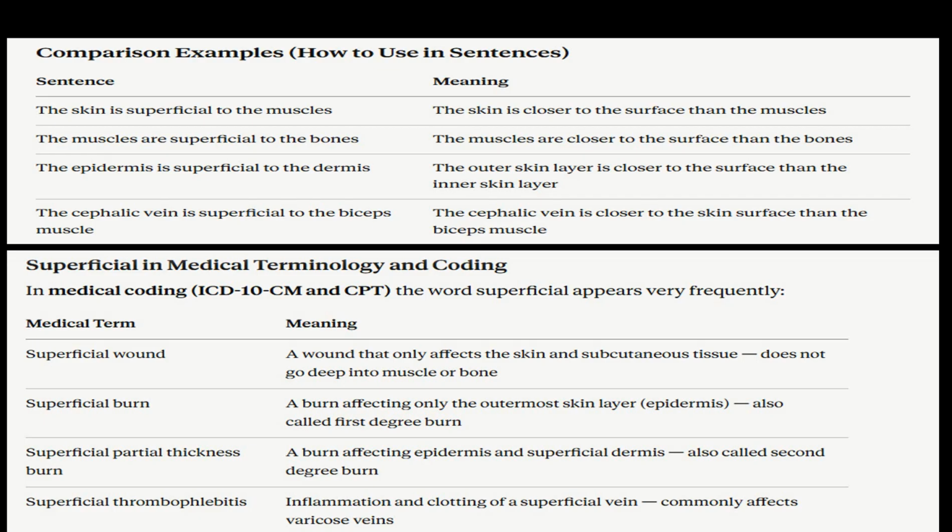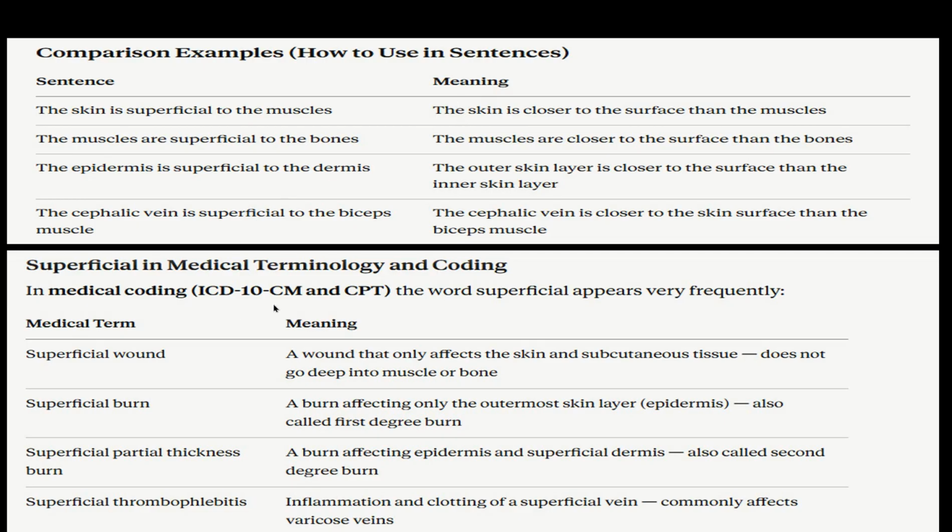The first sentence says the skin is superficial to the muscle. That means the skin is closer to the surface than the muscle. The muscles are superficial to the bones. The muscles are closer to the surface than the bones. The epidermis is superficial to the dermis. The outer skin layer is closer to the surface than the inner skin layer. The cephalic vein is superficial to the bicep muscle. The cephalic vein is closer to the surface than the bicep muscle. So I think by looking at the examples and their meaning, it's quite clear what superficial is, right?